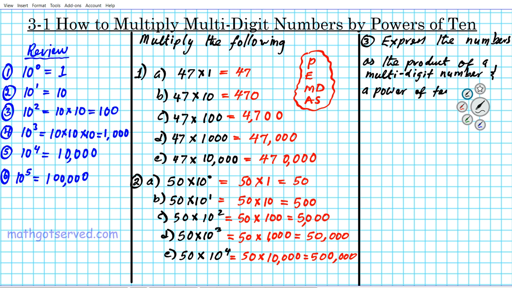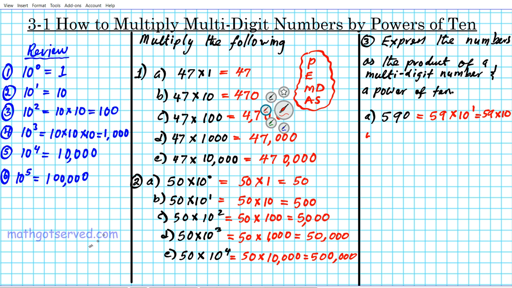So the power of 10, we're going to write it in exponential and expanded forms. Okay, so 3a, let's say we have 590. How can we write 590 as a product of a multi-digit number and a power of 10? We have only one zero there, which is equivalent to 10. So this number is going to be 59 times 10 to the first power, or just 59 times 10. Okay? All right, let's try another example.